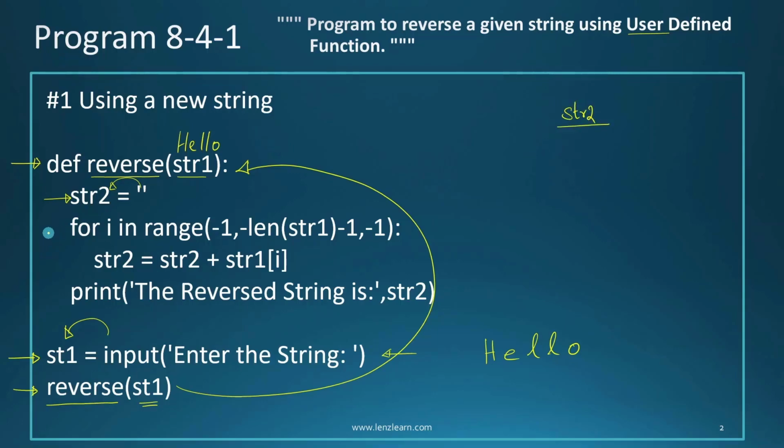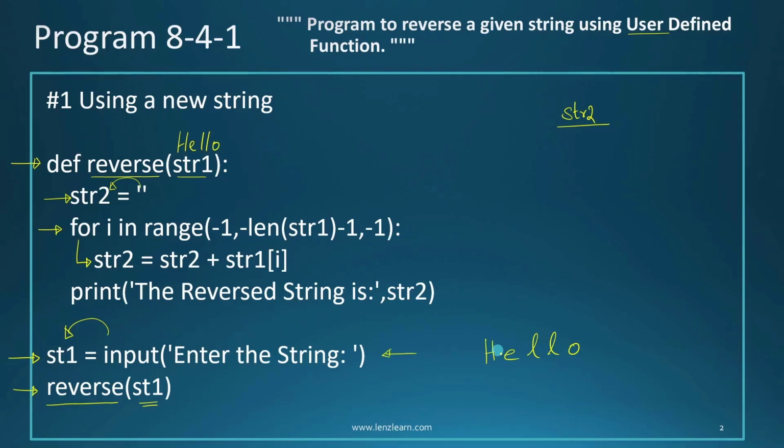Now the actual reversal of the string happens inside this for loop. Inside the for loop you have just one statement which actually creates the reverse string, and once the for loop is finished, I will print the reverse string which is available in str2. As we are trying to reverse the string, we will be working with negative indexes. You can see here -1, minus len str1, -1, and the step value is -1.